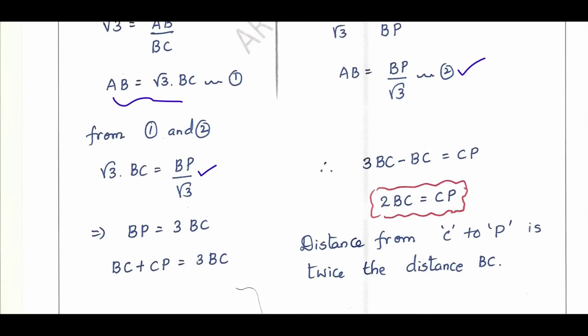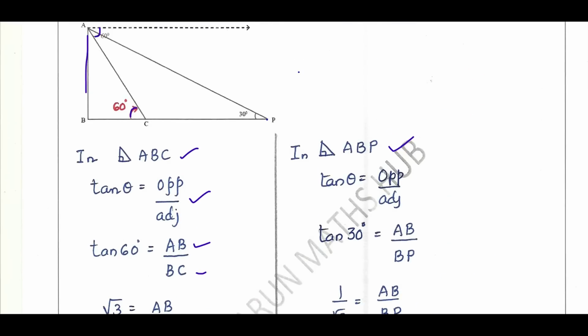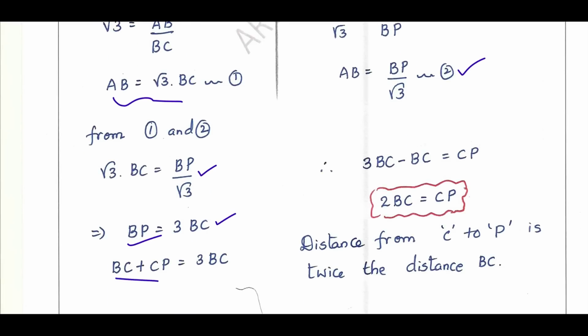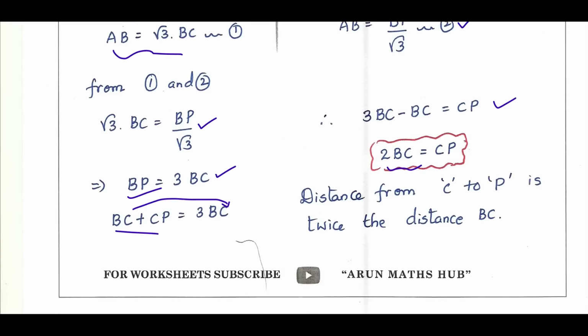Simplifying, equating the equations, we get root 3 into BC equals BP by root 3. Now BP equals 3 BC. Now we know that BP can be written as what? BP, dear students, observe the figure. BP equals BC plus CP. Now shift this BC to RHS. What you get is CP equals 3 BC minus BC. Now CP equals 2 times BC. That is, the distance from C to P is twice the distance BC.